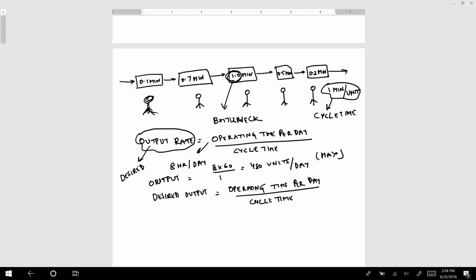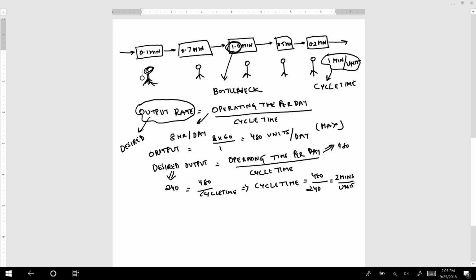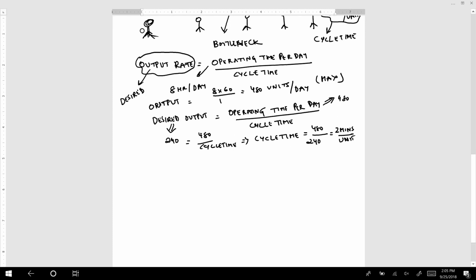So if my desired output, suppose as a company I decide to produce 240 units, and I have an operating time which is 480 minutes or an 8-hour shift, what would be my cycle time? That's what I'm trying to calculate. So cycle time would be 480 divided by 240, which is 2 minutes per unit. So if I have 2 minutes per unit, now I want to determine how many workstations I need, or how many people I should align here.